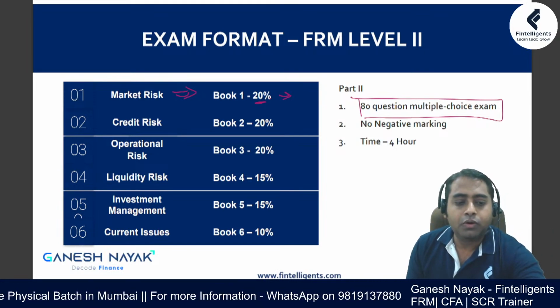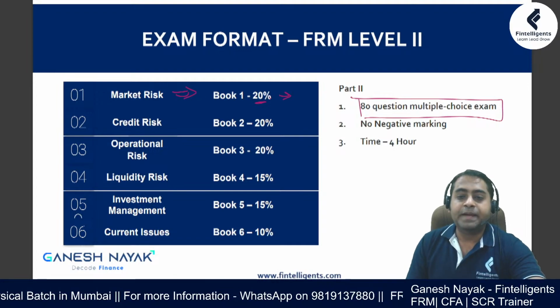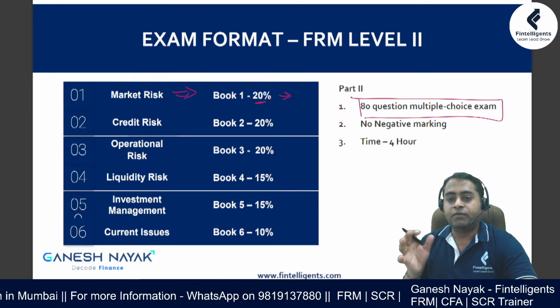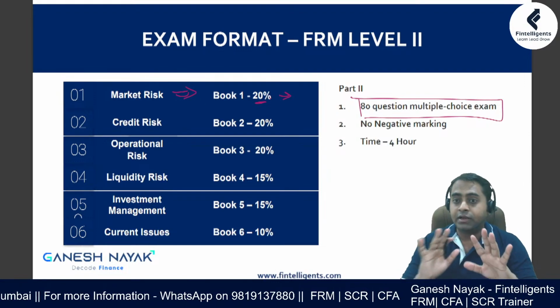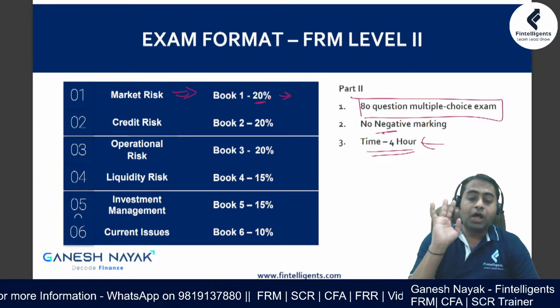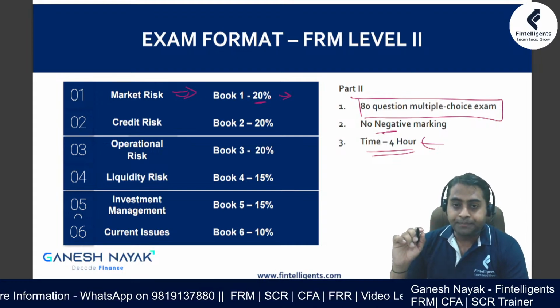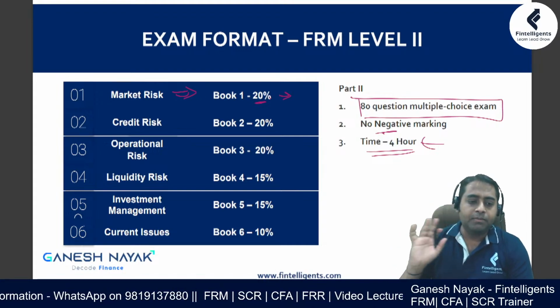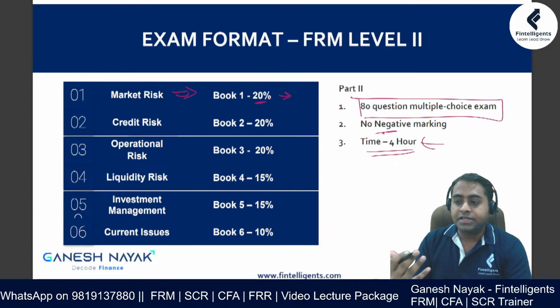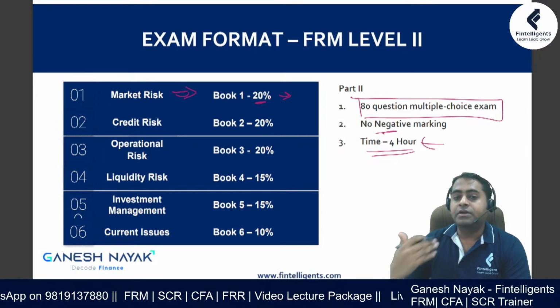They might do a lot of mixing with respect to chapters. They might connect one chapter from credit risk and one chapter from market risk and ask a question like that. That can also happen. There is no negative marking. You get around 4 hours to give the exam, so timing is not a problem when you go for level 2. It is more about understanding, because there are more than 100 chapters, so you have to read the books constantly.